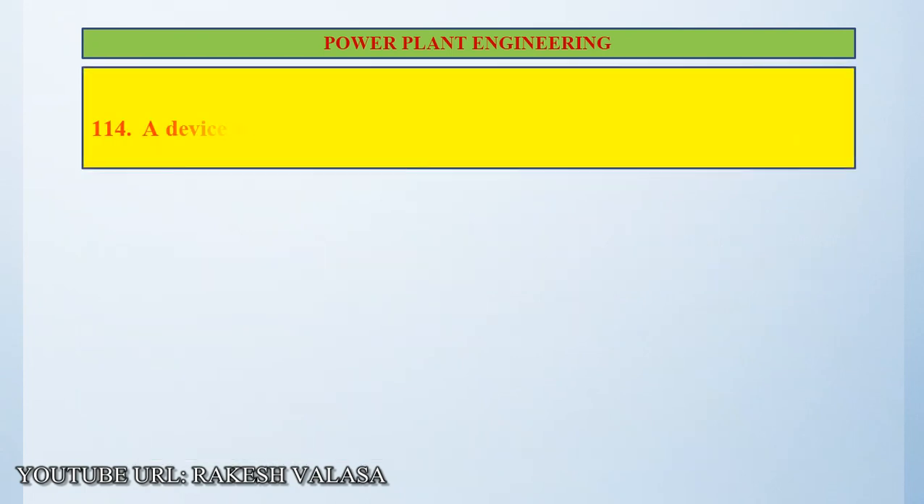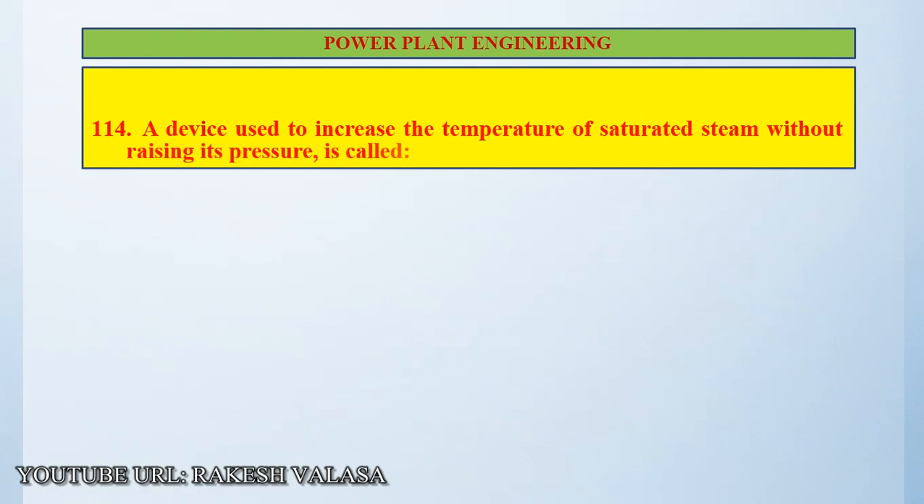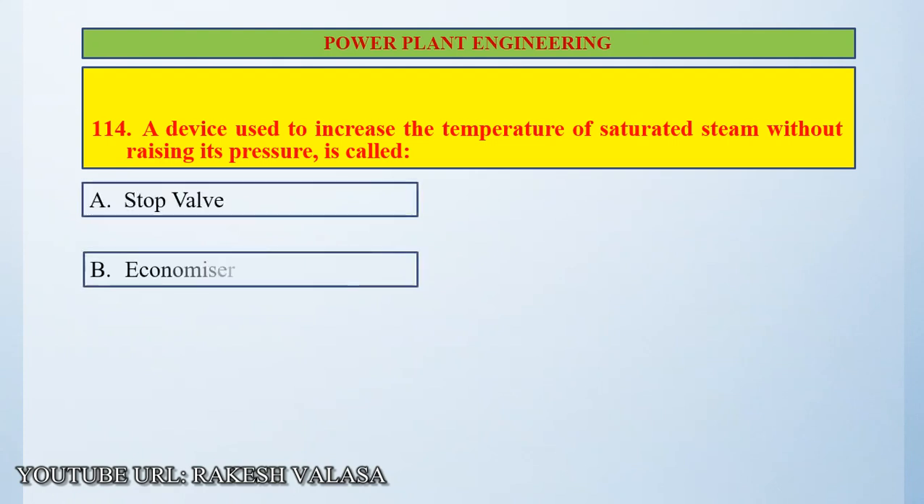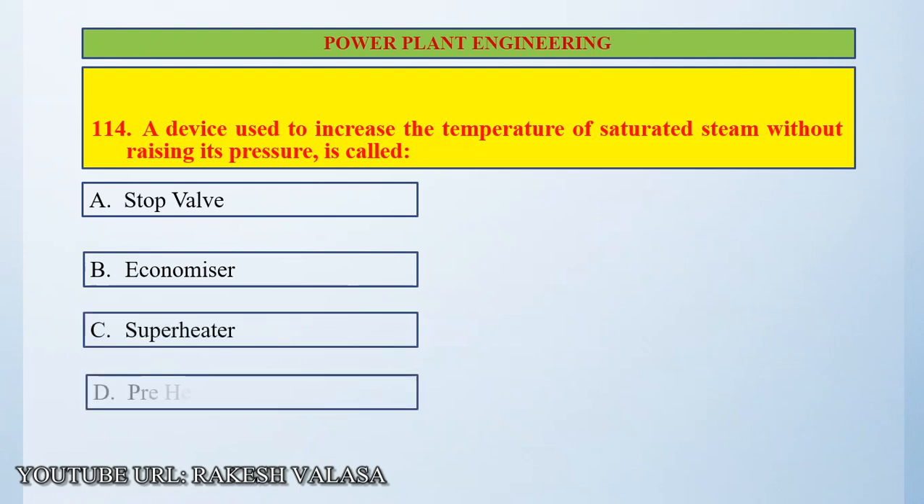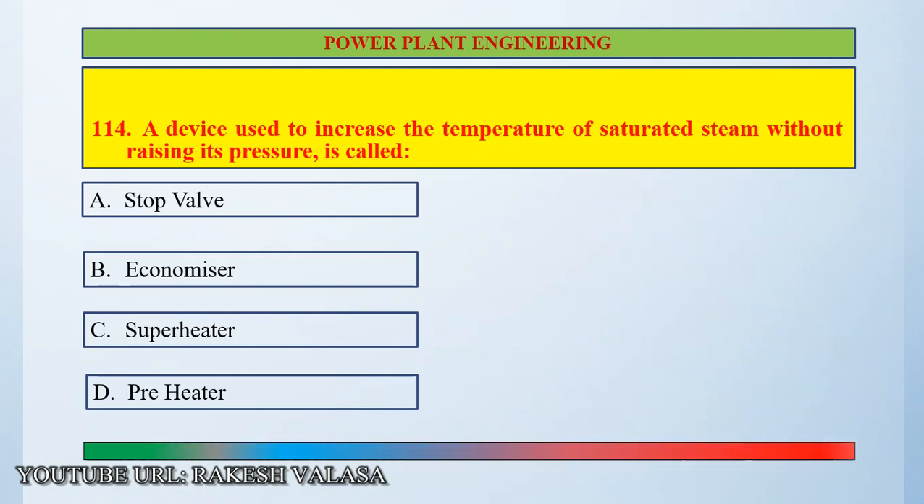Question number 114. A device used to increase the temperature of saturated steam without raising its pressure is called: option A stop valve, option B economizer, option C superheater, option D preheater. The correct answer is superheater. Let us see the explanation.